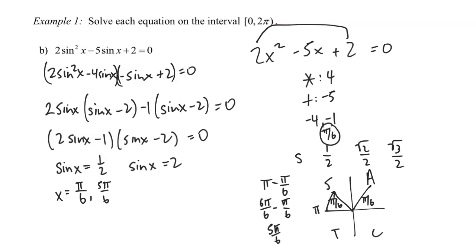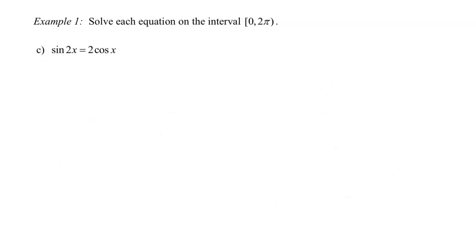Now, sine of x equals 2 is actually not possible, because remember, the range for sine is between -1 and 1, and 2 is not between -1 and 1, and so I'm not going to get any answers from this factor, sine of x equals 2. And so the only 2 solutions on the interval from 0 to 2 pi for this equation will be pi over 6 and 5 pi over 6.